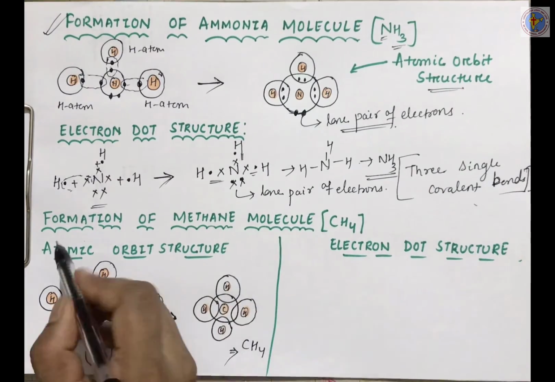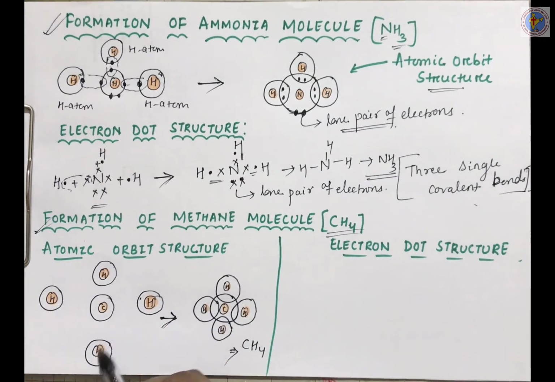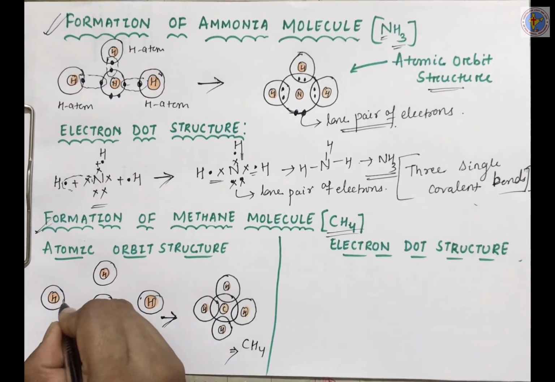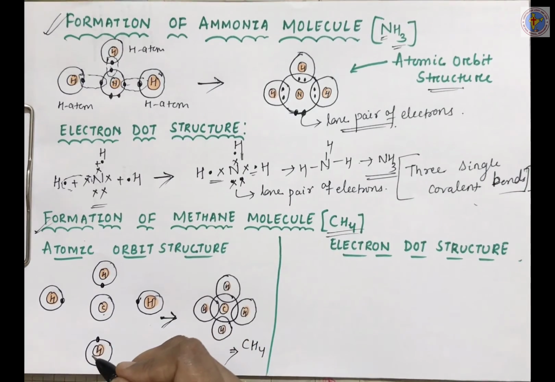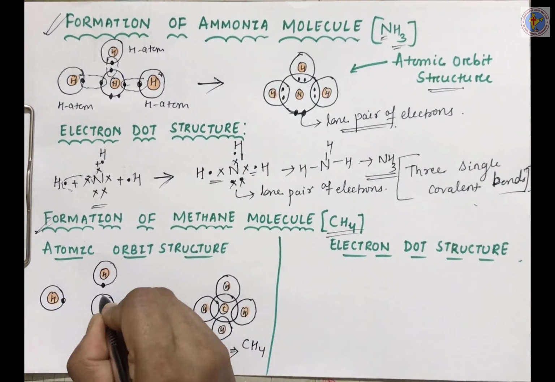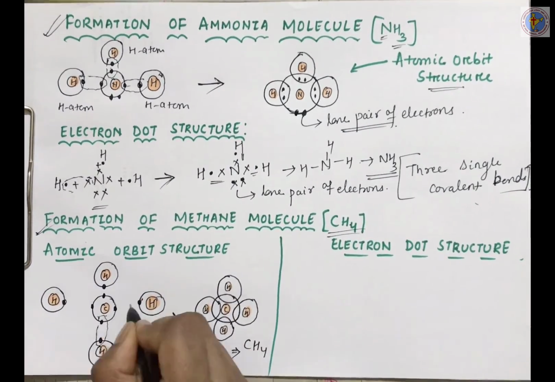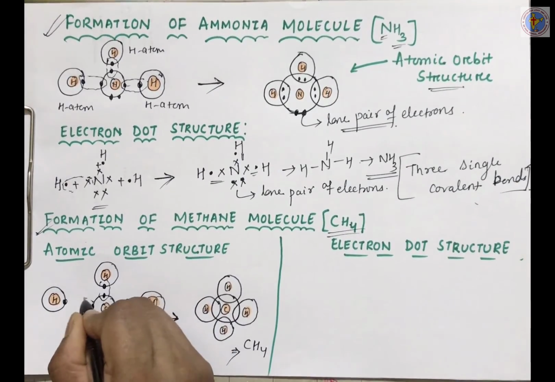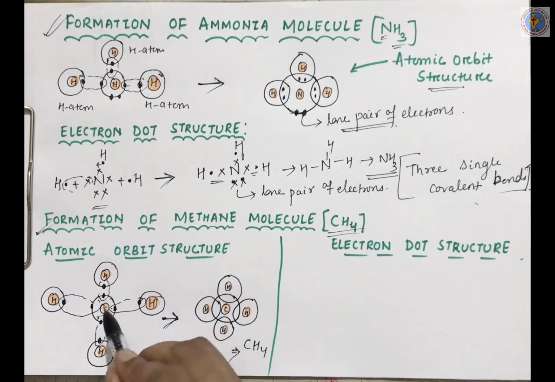Now let us learn about the formation of the methane molecule. The formula is CH4. That means we are taking 4 hydrogen atoms and 1 carbon atom. Here also we can simply mark 1 electron, here 1 electron, here 1 electron and 1 electron. In case of carbon, children, how many electrons are present? We know that carbon has 4 electrons in its outermost shell. Bonding will take place between these two.